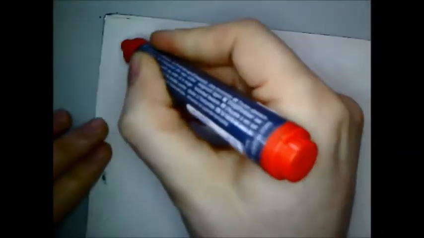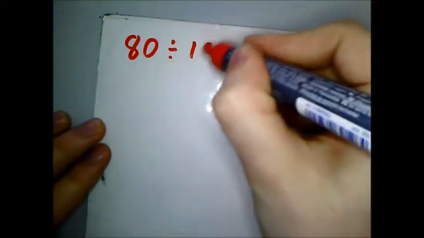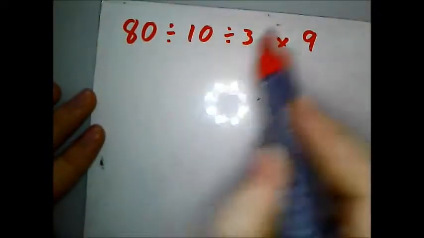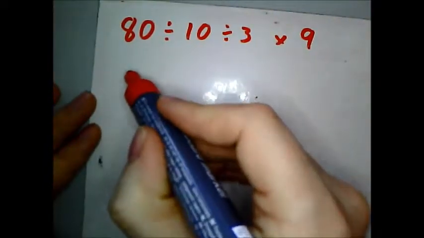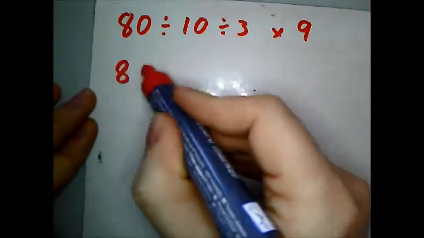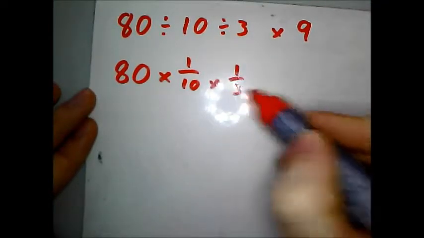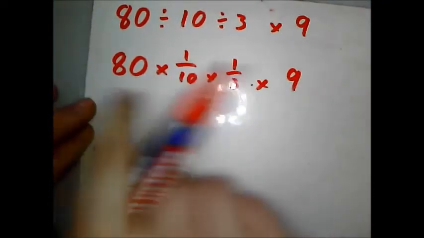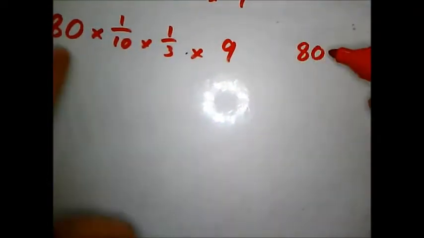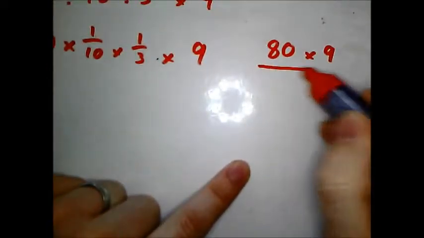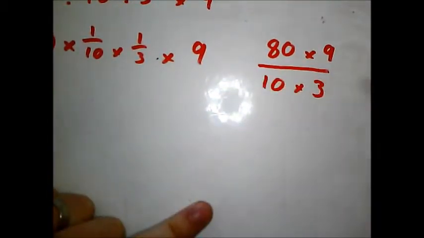And then the final question. 80 divided by 10 divided by 3 times 9. So once again, I'm going to turn these dividing signs into multiplying the reciprocal. So that's going to be 80 times 1 over 10 times 1 over 3 times 9. And now I can write this without any division or multiplication signs. So this is going to become 80 times 1 times 1 times 9. And then on my denominators, I've just got 10 and 3.